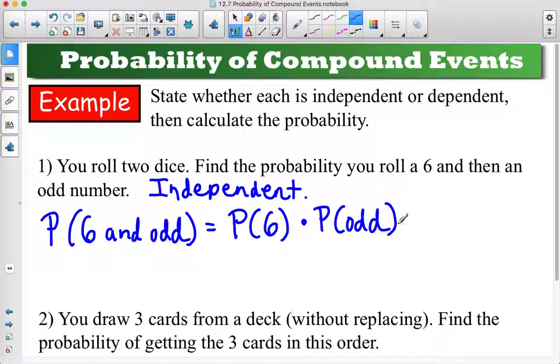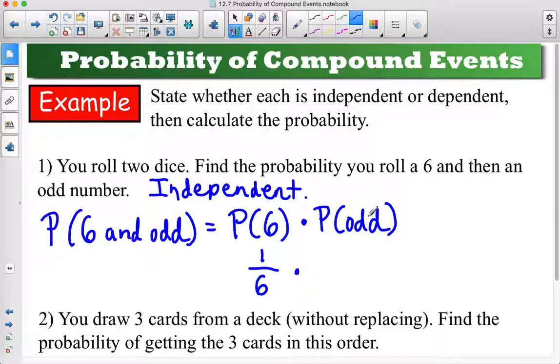I don't need to write "odd following 6" because they're independent. The odd isn't affected by the fact that the first one might have been a 6 or might not have been a 6. The likelihood of getting a 6 on a die, we know there are 6 sides to a die, only one side has a 6, so it's 1/6, times the probability of having an odd.